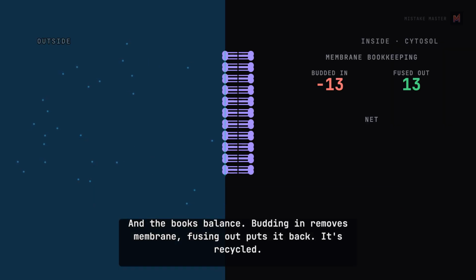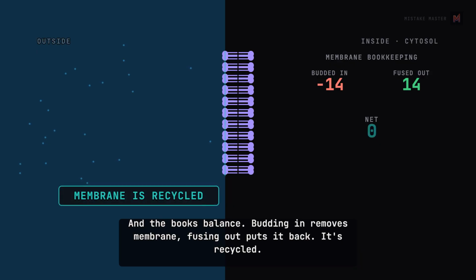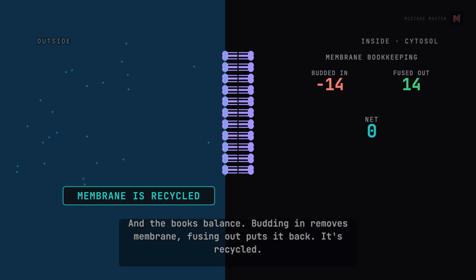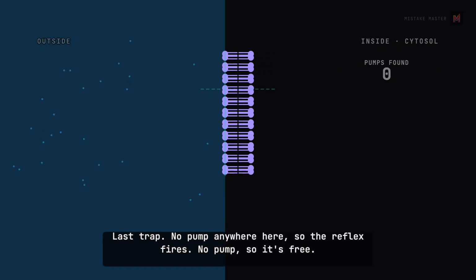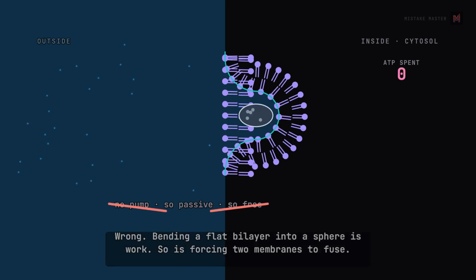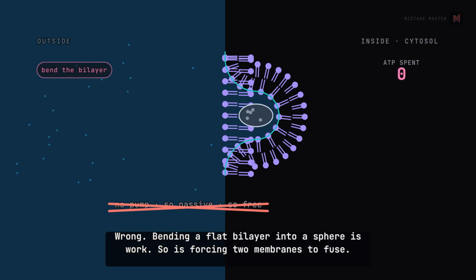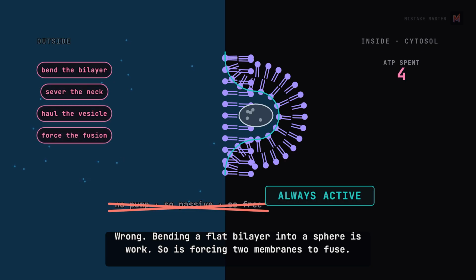Budding in removes membrane, fusing out puts it back. It's recycled. Last trap. No pump anywhere here, so the reflex fires. No pump, so it's free. Wrong. Bending a flat bilayer into a sphere is work. So is forcing 2 membranes to fuse.